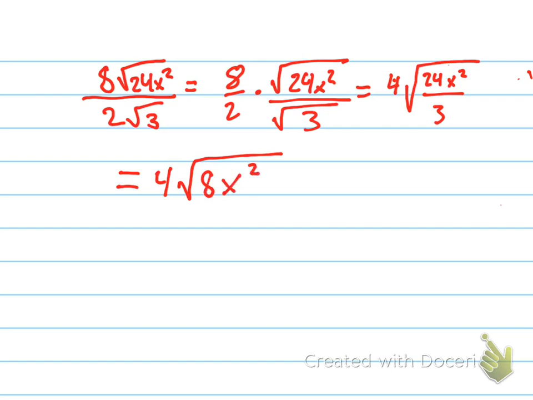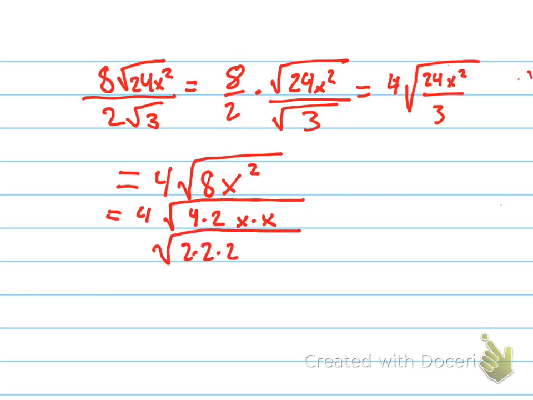We then have to put this in prime factorization. We've got to do that. So we're going to have 4 square root of 4 times 2 and then x times x. And we're going to break up that 4 again. So 2 times 2 times 2 times x, and then this is 4.